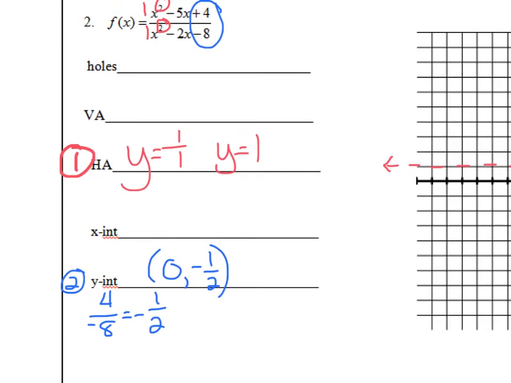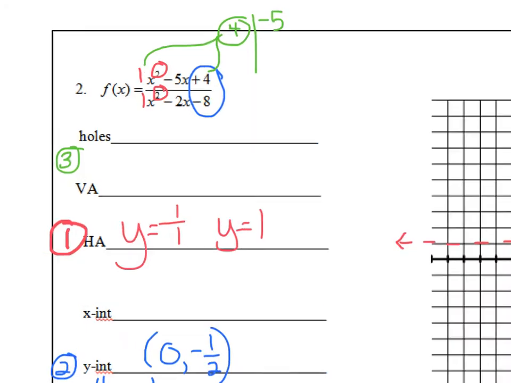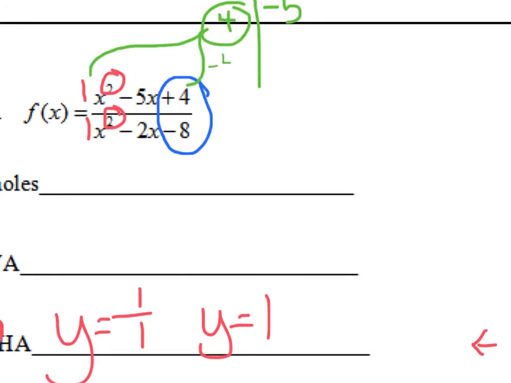And now we go for a third thing, which are your holes and your VAs. Remember, for your holes and VAs, you have to factor. So we're going to go back to our fraction. On top, we've got 1 times 4, which is 4. It has to add up to negative 5. Well, in order for it to multiply to a positive, but add to a negative, they both have to be negative. So that's going to make it negative 4 times negative 1. So on top, my parentheses are going to be x minus 4 and x minus 1.